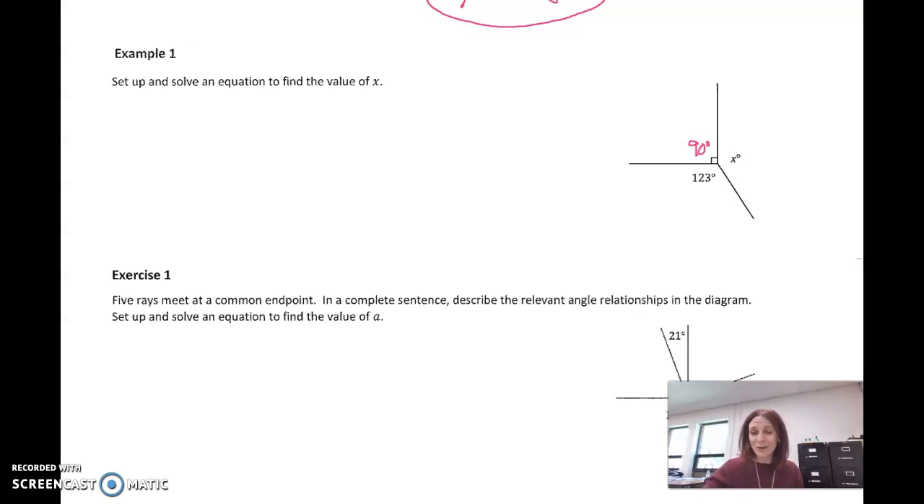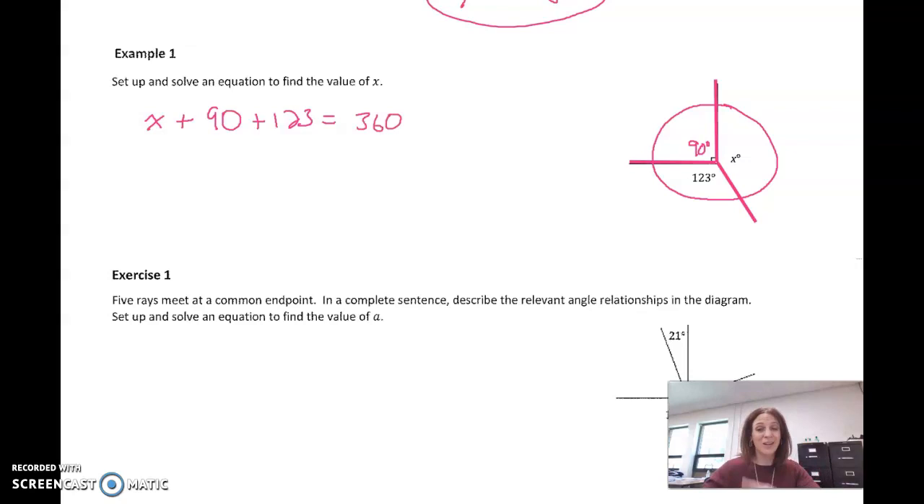But I don't have a straight line, and I don't have vertical angles intersecting at a point. Or I'm sorry, vertical lines. Nope, not vertical lines. Just lines intersecting at a point. But I do have the fact that if you put all three of these angles together, we have this 90-degree angle, this angle that's measured with x, and then this 123, it forms a circle, and there's 360 degrees in that circle. So I can say x plus 90 plus 123 equals 360.